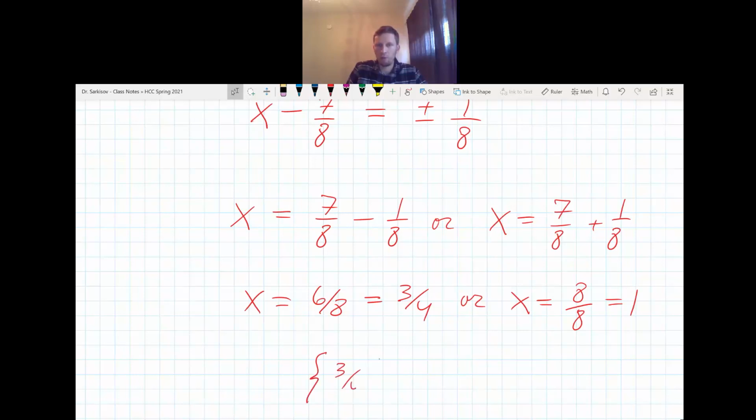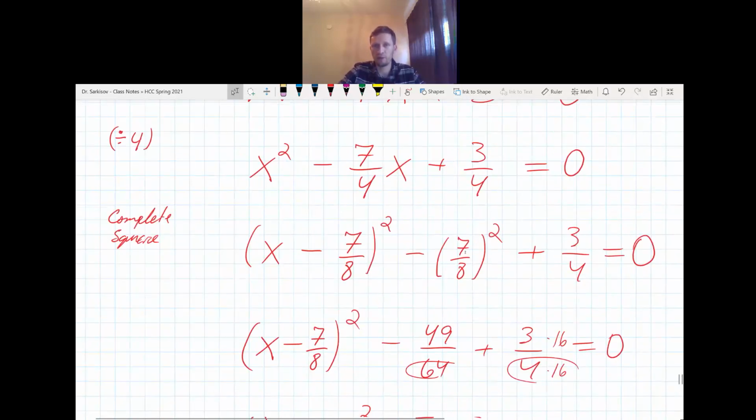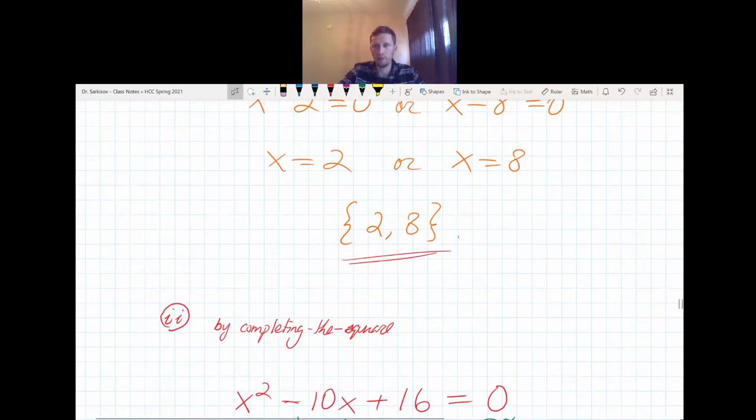3/4, comma 1. That was the second problem we did today with quadratic equations. We solved with factoring the problem 4x squared plus 3 equals 7. We even checked these answers. Look, 3/4 and 1. Let's go all the way up for a second.